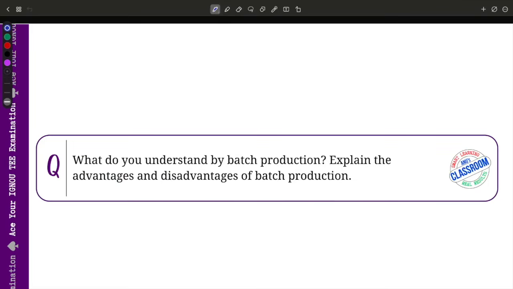The first question: what do you understand by batch production? Explain the advantages and disadvantages of batch production. So let's start by trying to understand what exactly is batch production. This is a production method where products are manufactured in lots or batches rather than having to do it continuously.